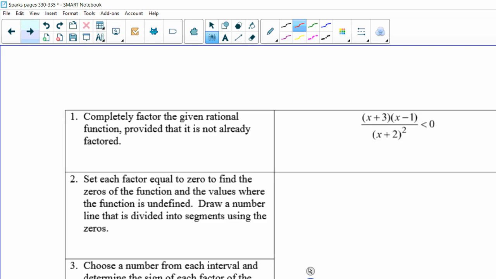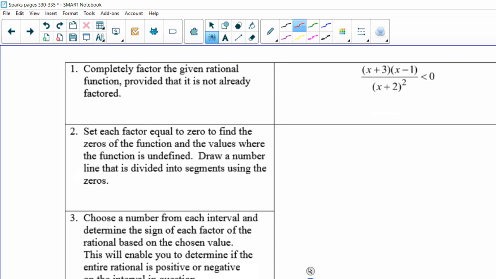Now Sparks has got a couple of these with all the instructions. First of all, completely factor. Done. Set each factor equal to 0, and we're going to find our critical numbers. Our critical numbers are where each of those factors is equal to 0. What's our critical number here? -3, 1, -2.